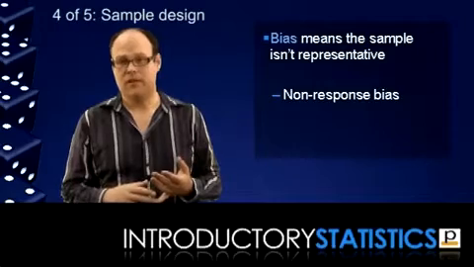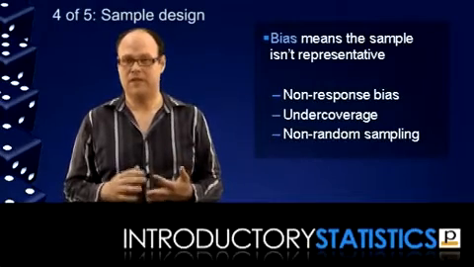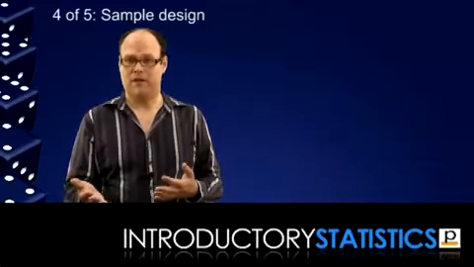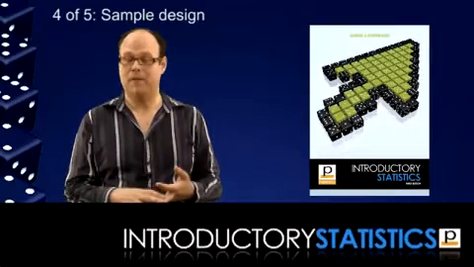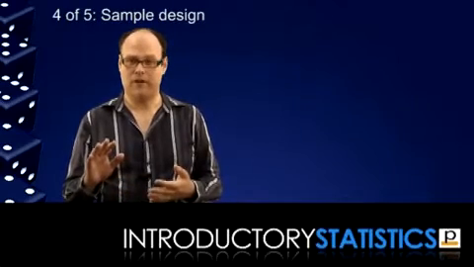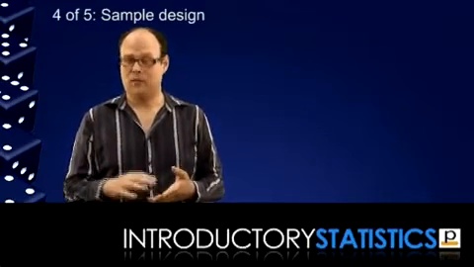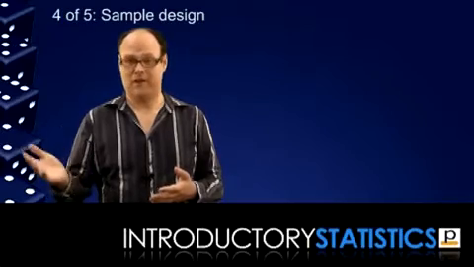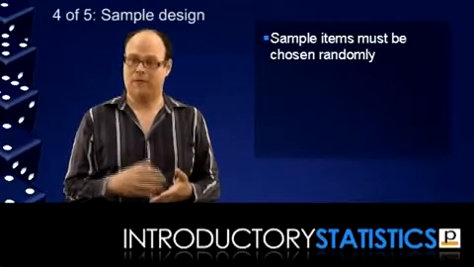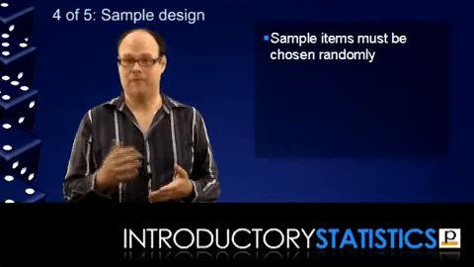Now there's lots of different kinds of bias. There's non-response bias, there's undercoverage, there's non-random sampling. And this talk is just a summary. If you want to learn more about those kinds of bias and how to avoid them, you can read about them in the PDISCO Introductory Statistics textbook. Right now I'll just go over non-random sampling. And that's what I was talking about when I mentioned surveying your family and friends. You aren't allowed to do that. You have to choose the members of the sample from the population in a completely random fashion.